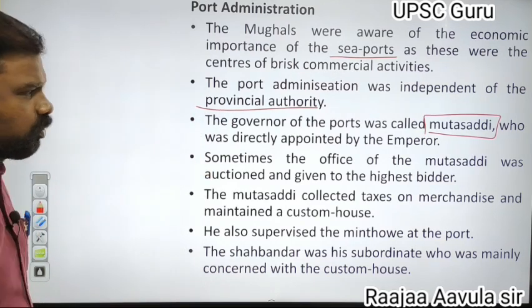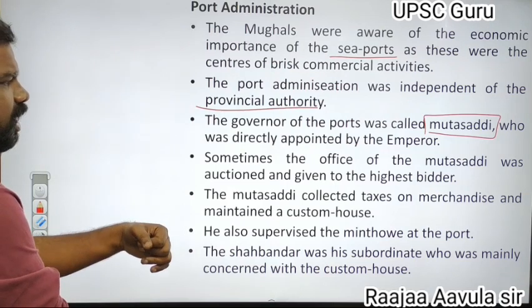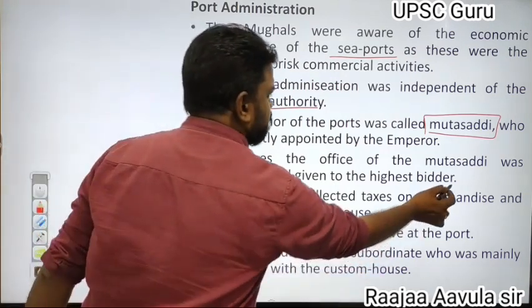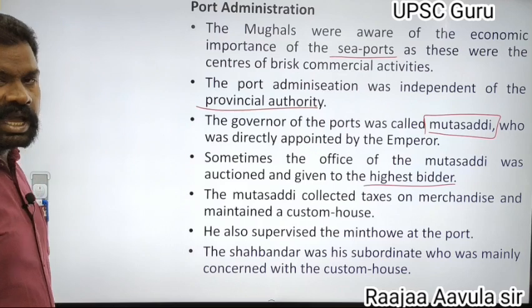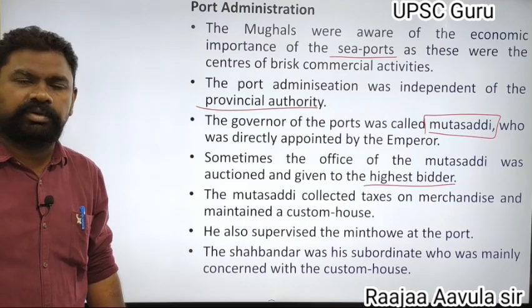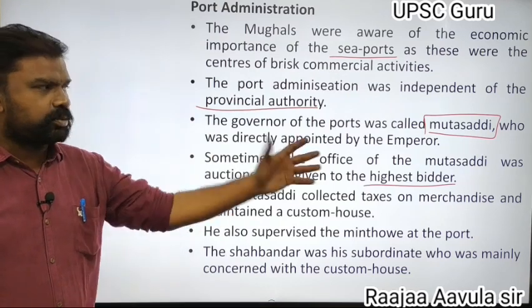Sometimes the office of the Mutasaddi was auctioned and given to the highest bidder. The person who bid highest to collect the revenue would be appointed as Mutasaddi.